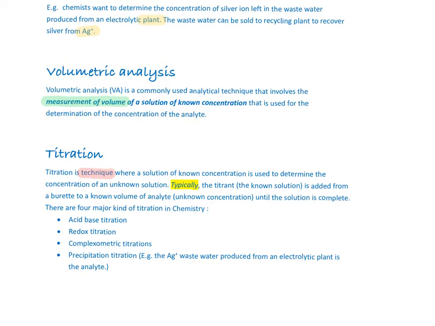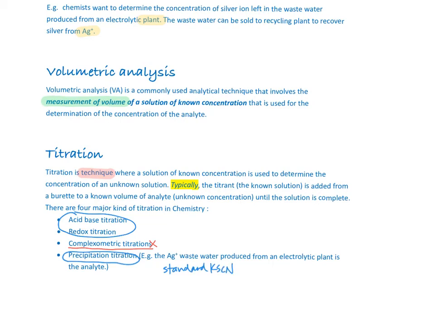There are 4 major types of titration. You will have the chance to perform the first 2 titrations in your SBA. The complexometric titration is not in our DSE syllabus. And the last one, precipitation titration, can be used to determine the amount of silver ion in the wastewater produced from the electroplating plants. In the precipitation titration, we add standard potassium thiocyanate solution to the silver ion in the wastewater.